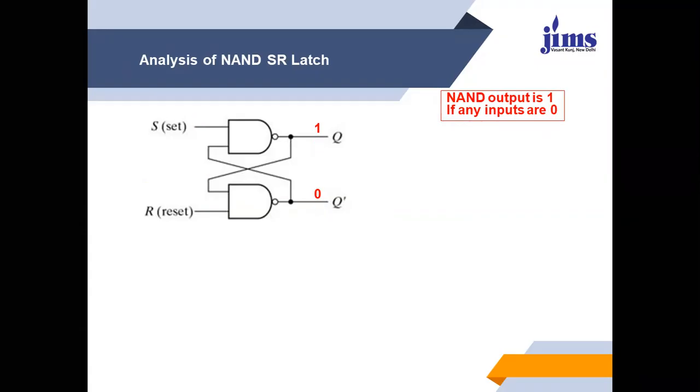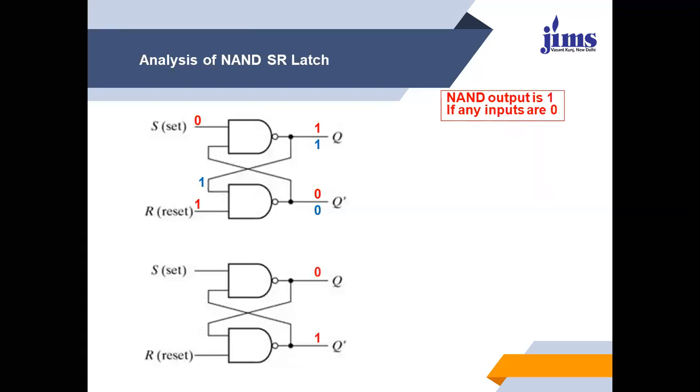So we can consider again, Q is 1, Q bar is 0. Input is S equals to 0, R equals to 1. Whenever S equals to 0, then the output of the first NAND gate will be 1. 1 comes here. 1, 1, output is 0.